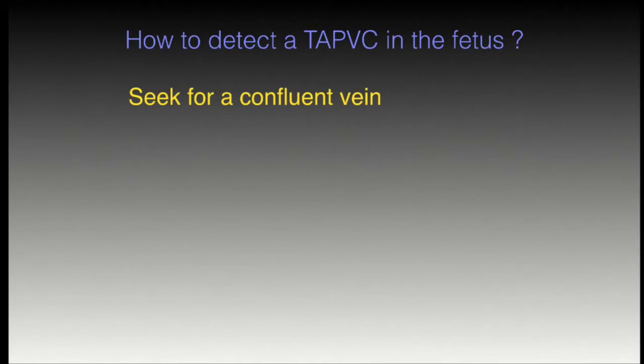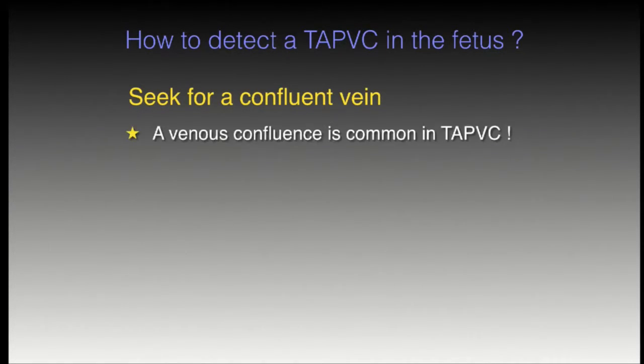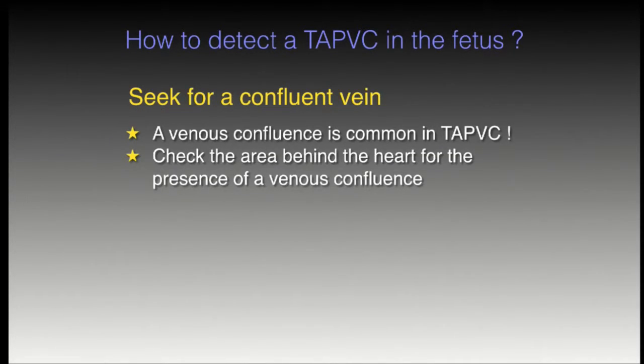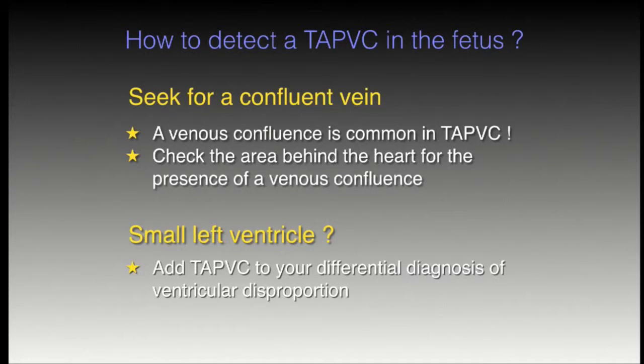The second hint is that all the three patterns I showed you, the cardiac, the supracardiac, and the infracardiac, had behind the heart a kind of confluent vein. So seek a confluent vein because it's a common finding in this condition. That means you should not focus on the heart, but check the area behind the heart. And one sign could be subtle, which is a small left ventricle or cardiac disproportion. This is why I recommend you add to your differential diagnosis of ventricular disproportion not only the physiologic one and the coarctation, but also the abnormal pulmonary venous drainage.